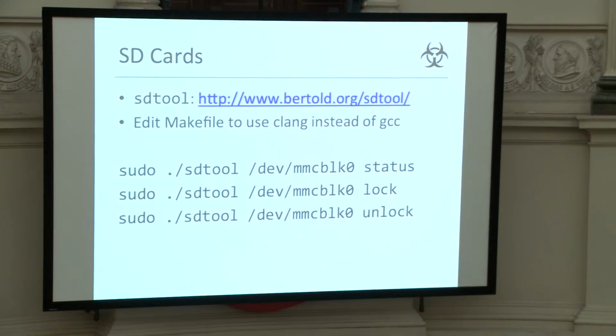Oh, ladder goat. So here's where you get SD tool. Like I said, open source. The only modification that I had to make was to change the makefile to use Clang instead of GCC. For some reason, it didn't like my GCC toolchain, but Clang was fine. And then this is the usage. You want to query the status, use status, lock it and unlock it.